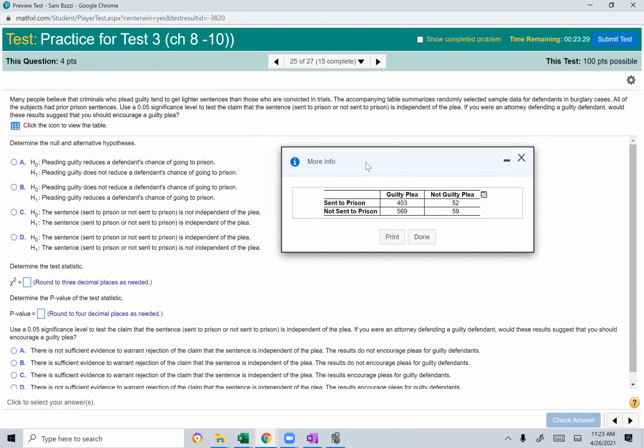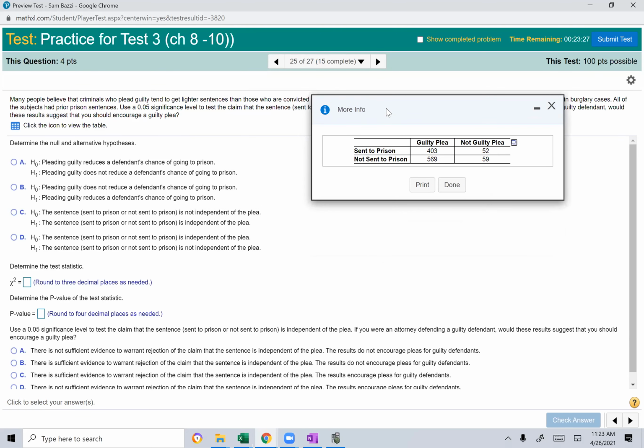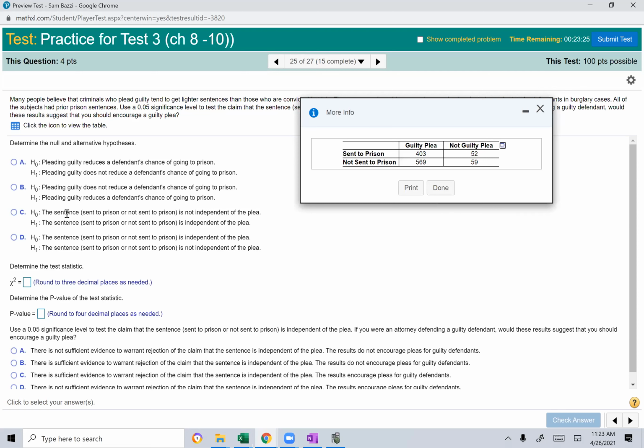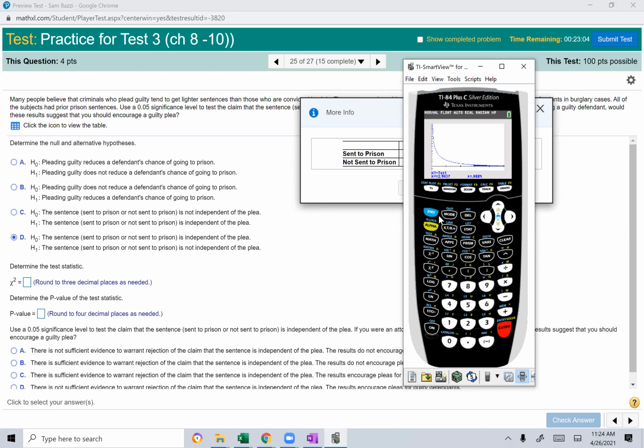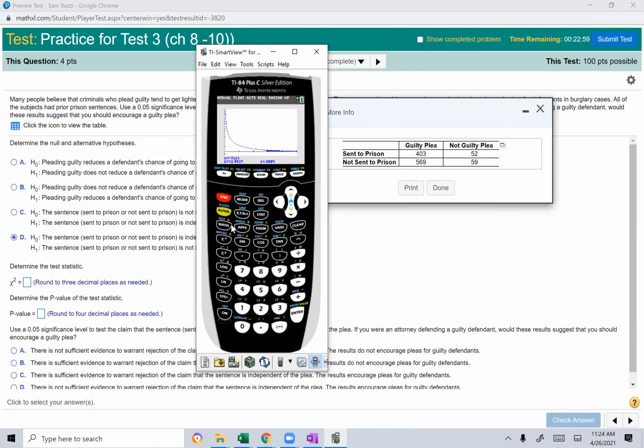So pleading guilty, let's see. The sentence is independent of the plea. You can see it's part D. Remember what I said. H0 is independence, H1 is dependence, and that's the only language here. And it says independence, so you know the claim is in H0, guys. And again, to get the test statistic, you have to go to a matrix. It's 2 by 2 here, which is nice.